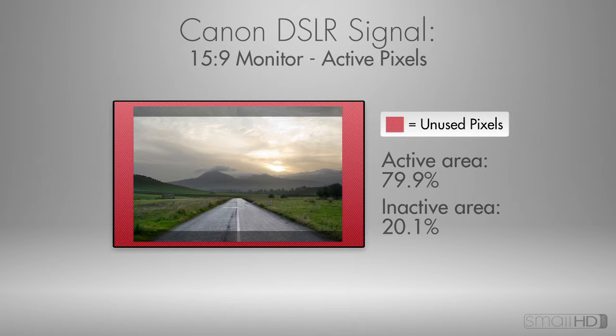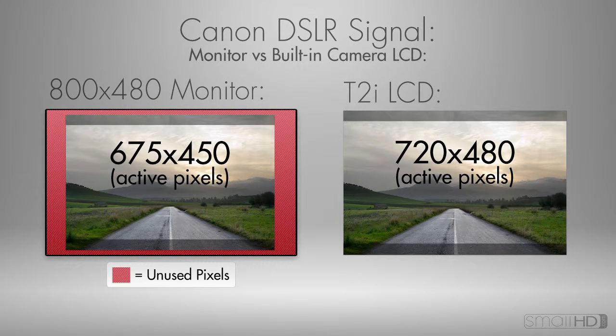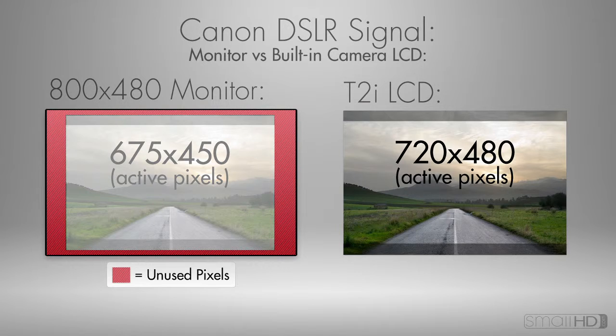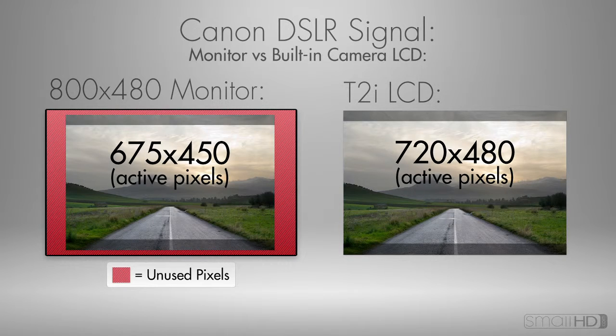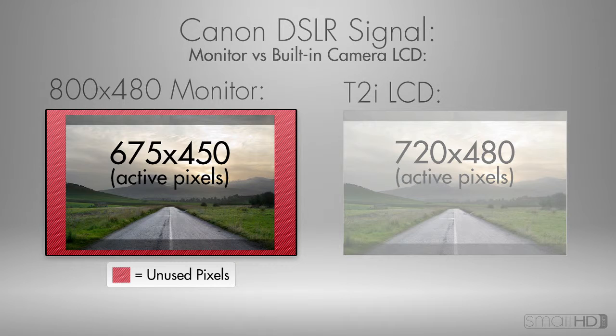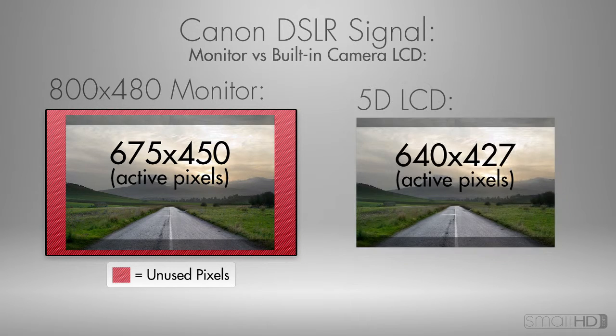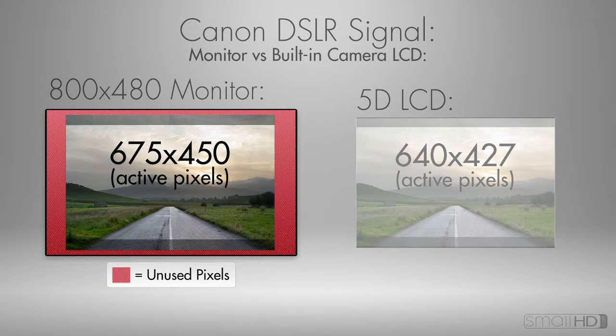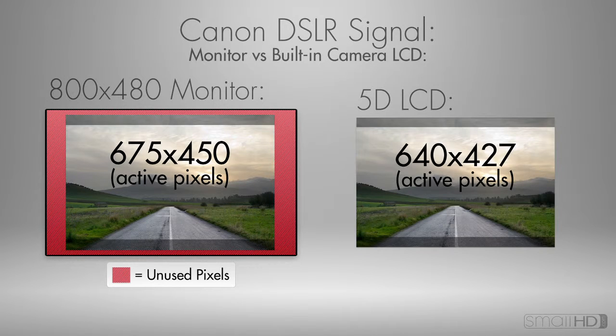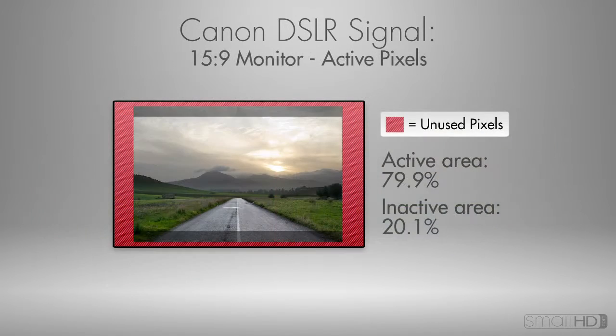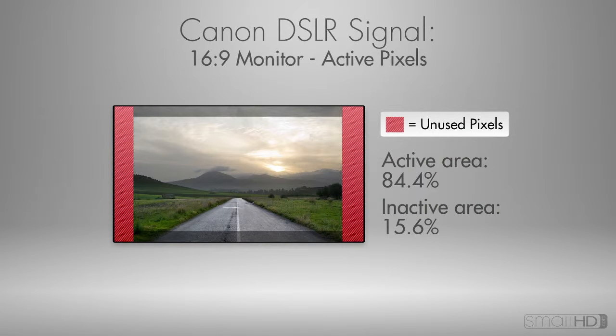A 15:9 monitor, like our old DP1 or a monitor with an 800:480 resolution, will not use 20.1% of its screen. In fact, an 800:480 display will only use a resolution of 675:450 for the image. That's actually slightly less than the 720:480 resolution on the back of the T2i, and only slightly more than the 640:427 pixels used on the back of the 5D, 7D, and 1D. And finally, a native 16:9 monitor loses 15.6% as it only loses pixels on the sides.